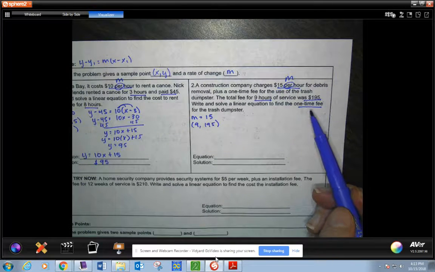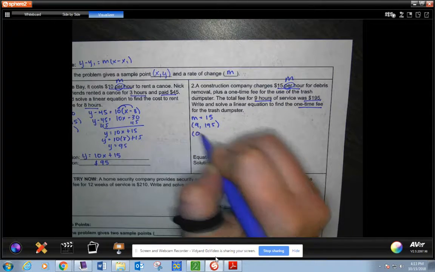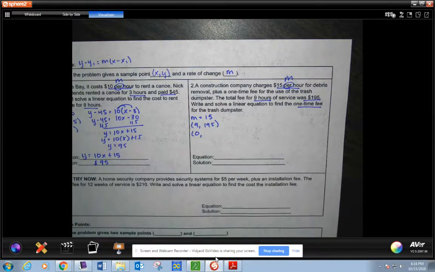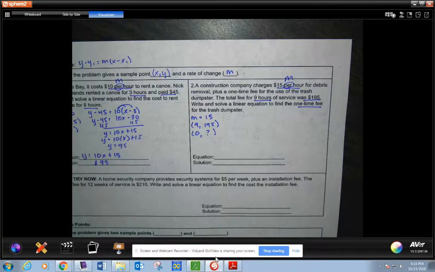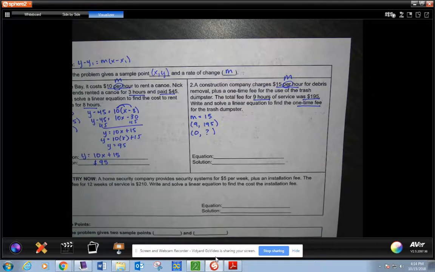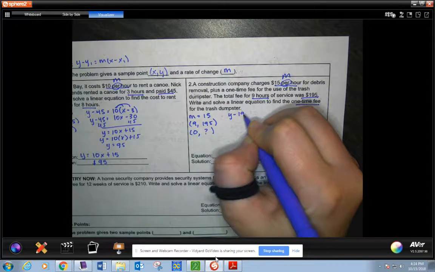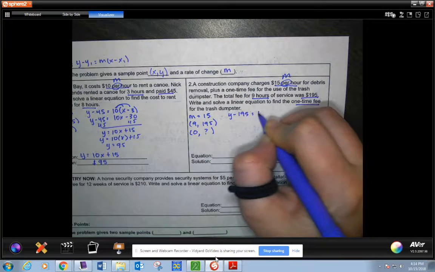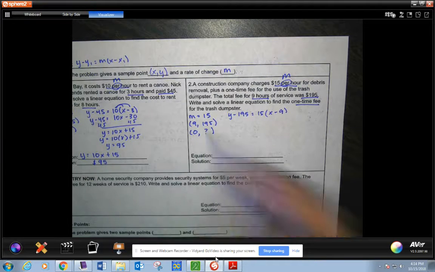Since they're asking me to find the one-time fee, they're not even asking me how much it's going to cost if they actually come out and do work. Like, what is it going to cost just to have this service is what a one-time fee is. So I don't even care if they're working any hours. That's what a one-time fee is. 0 hours. And I want to figure out how much it's going to cost just to have them as a company, that's my dumpster removal. So just like how we did the last one, we're going to do y minus, and the y that I know is 195 equals 15 times x minus, and the x that I know is 9 for the matching point.